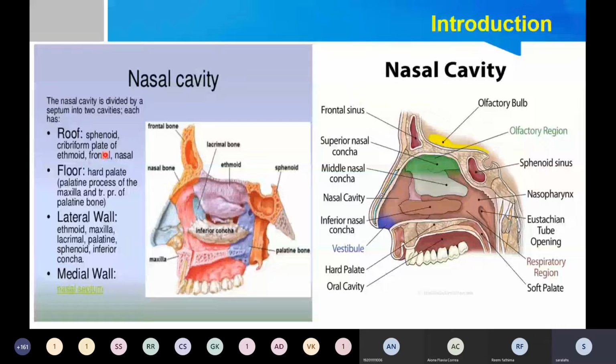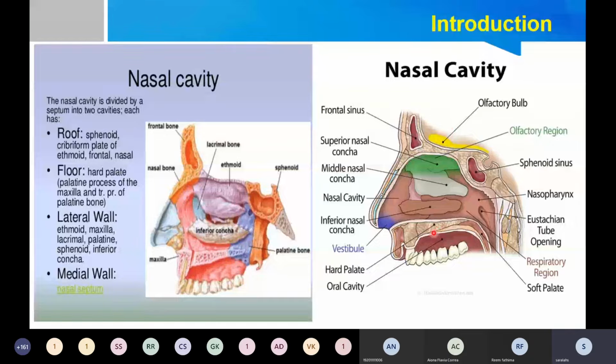If you can observe in front of the body of sphenoid, there is a bone which has got pores in it. So that is called the cribriform. Cribriform means it is porous. So there is a cribriform plate of ethmoid. These two, along with the frontal and part of the nasal bones, form the roof of the nasal cavity and they separate the nasal cavity from the cranial cavity.